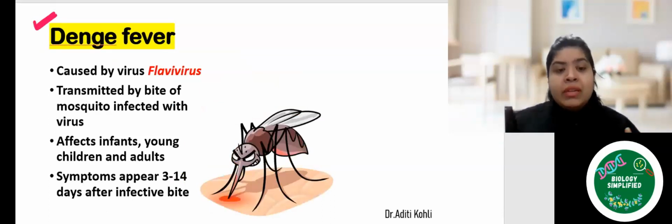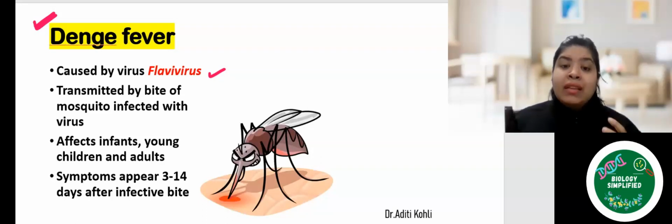Now, dengue fever is a mosquito-borne viral disease which has a very rapid spread. It is caused by the flavivirus, and it is transmitted by the bite of a mosquito infected with this virus. When this mosquito bites, it transmits the virus and can spread the disease, and dengue fever symptoms appear in the patient.